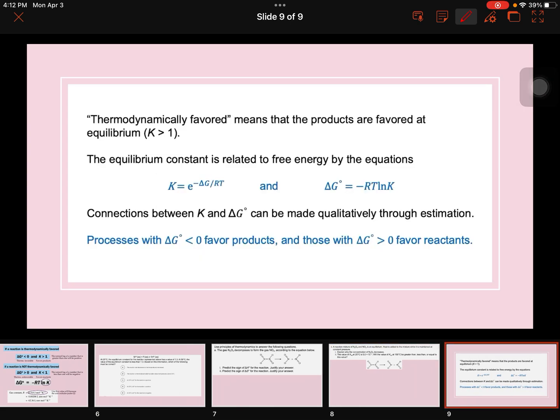This last slide just gives you a summary. We've talked about thermodynamic favorability. Now we're looking at that relationship. I'm going to show you a couple problems solved on the I do, we do, you do sheet.